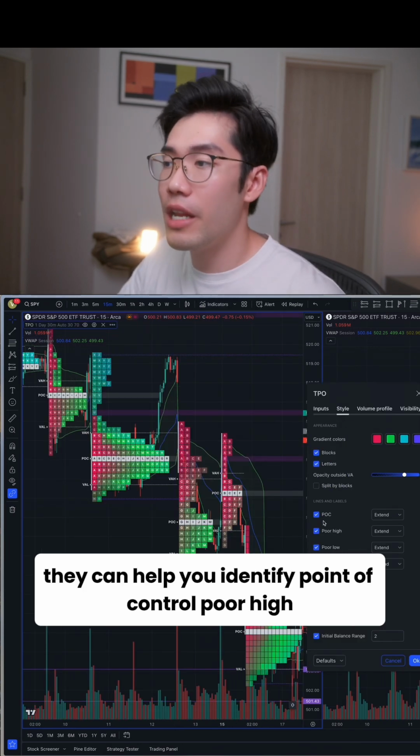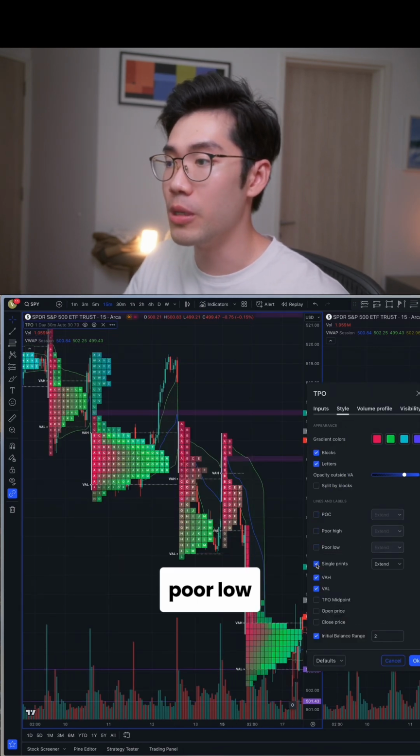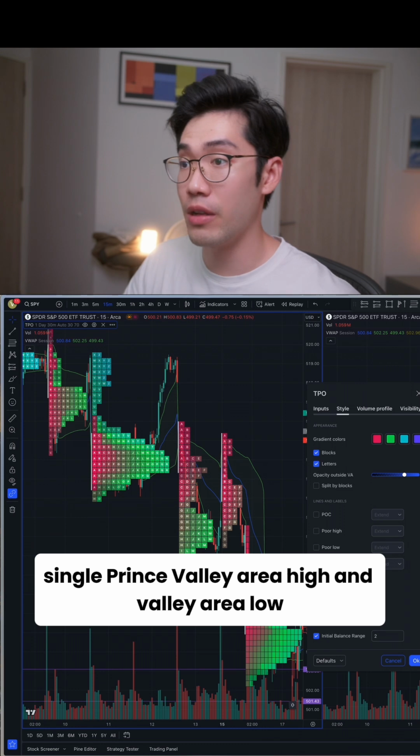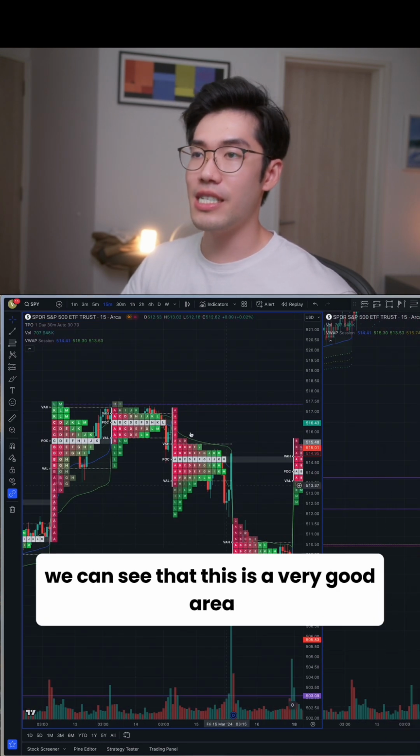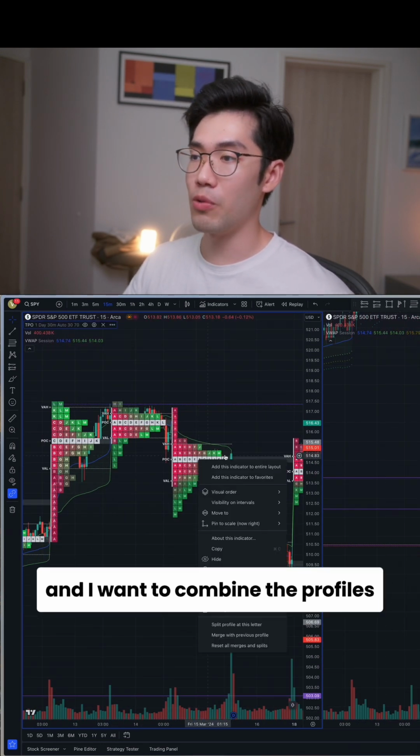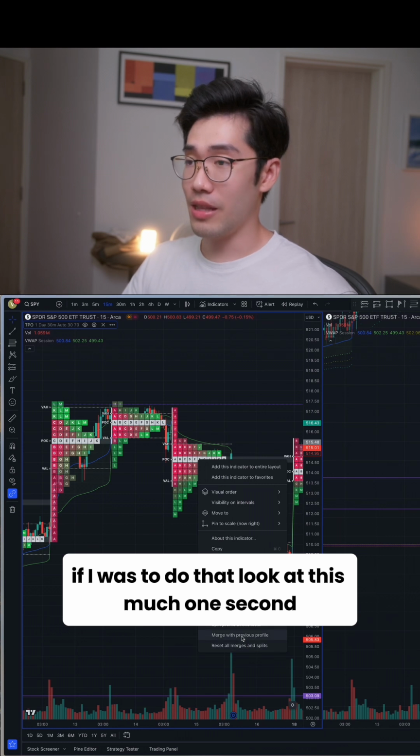They can help you identify point of control, poor high, poor low, single prints, value area high, and value area low. So just by looking at the profiles, we can see that this is a very good area, and I want to combine the profiles. If I were to do that, look at this.